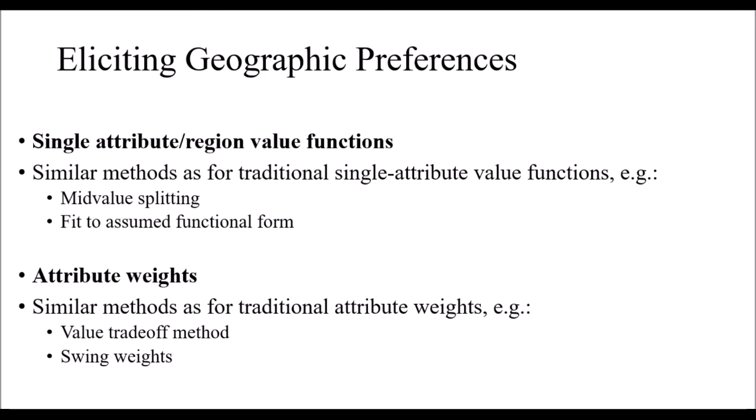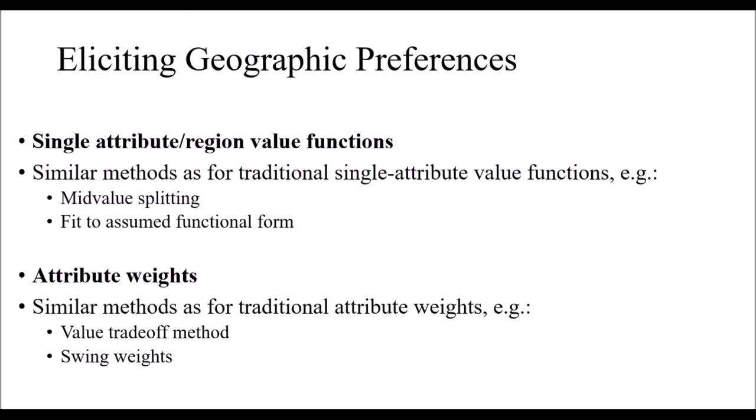Things like mid-value splitting, where you take an interval of attribute levels and assess at what point in that interval half of the total value gain for that interval is achieved. You can fit the value function to some particular form that has whatever desirable characteristics are reasonable for that attribute for that decision maker.